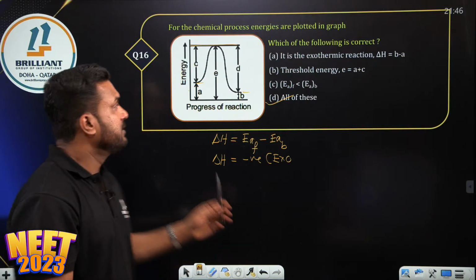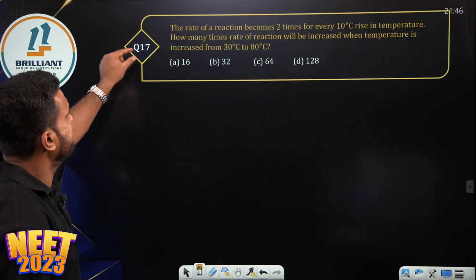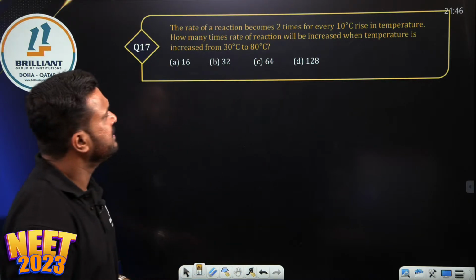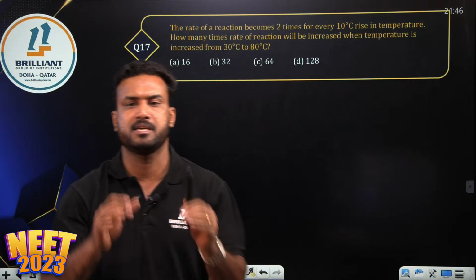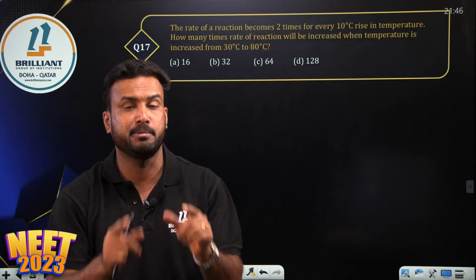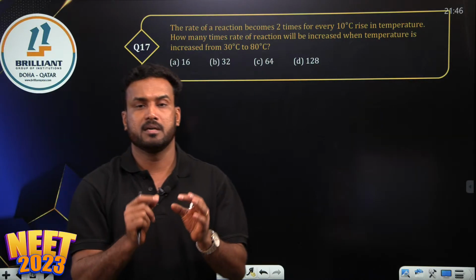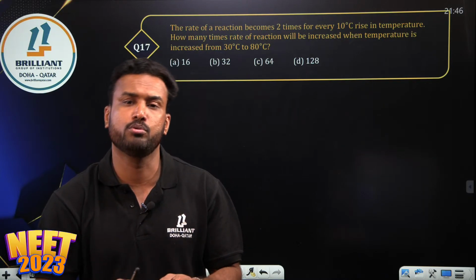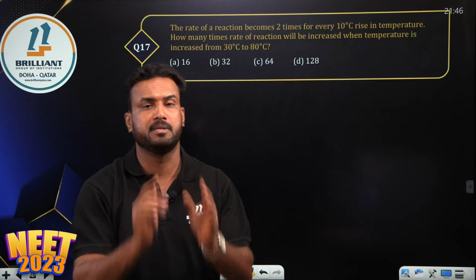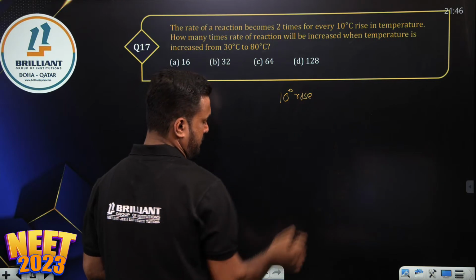So question number 16 is done. Now we can do question number 17. Read the question number 17. The rate of a reaction becomes 2 times for every 10 degree rise in temperature. Yeah, this type of question, you know that one. Arrhenius introduced an equation, a mathematical relationship between rate constant and temperature. That means it has been proved that for every 10 degree rise in temperature, rate of reaction becomes double.